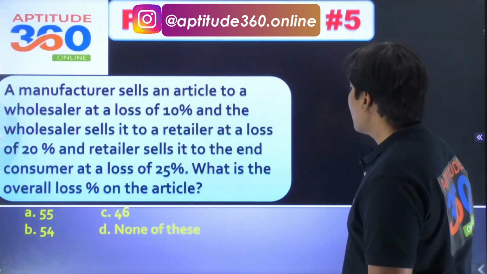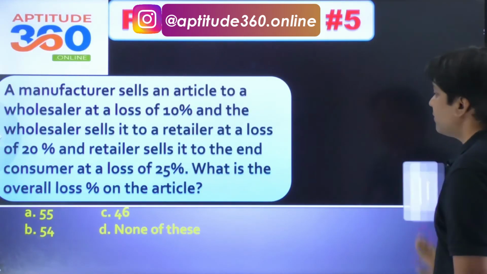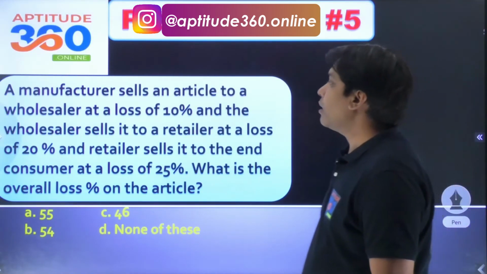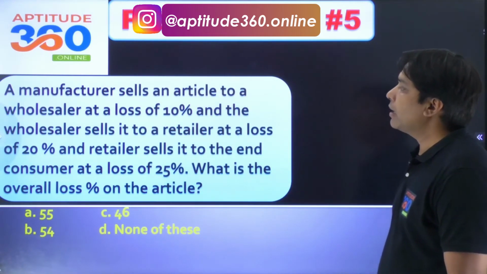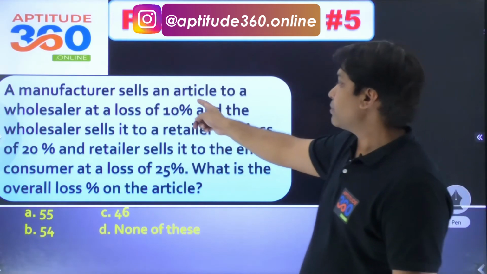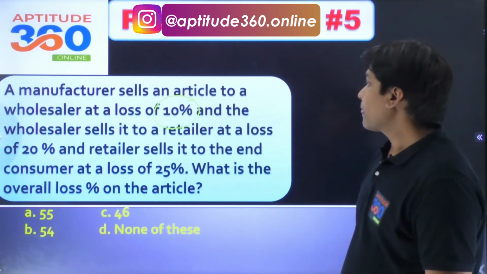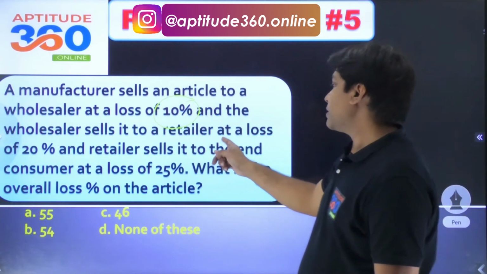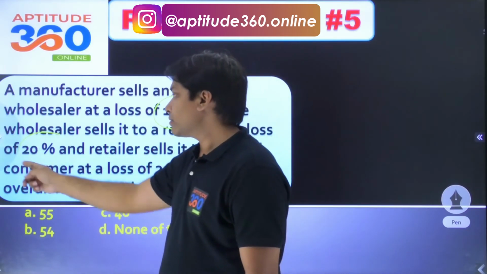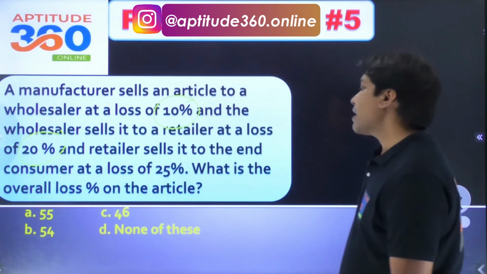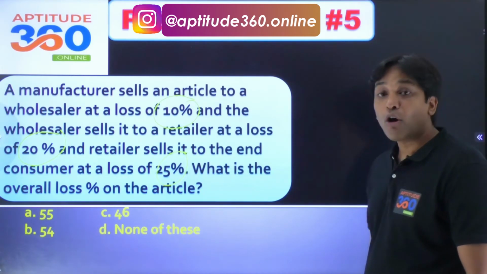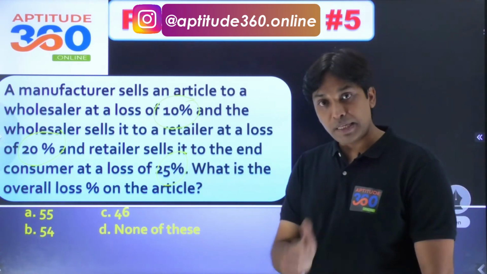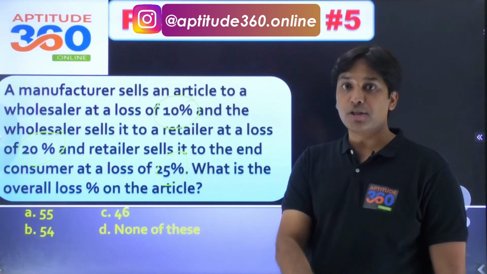Now, one last problem that we should be solving before we move ahead and end this video. It says that a manufacturer sells an article to a wholesaler at a loss of 10%, and the wholesaler sells it to a retailer at the loss of 20%, and the retailer is having a loss of 25%. So what is going to be the overall loss percentage? Please pause the video. You can solve this question now.